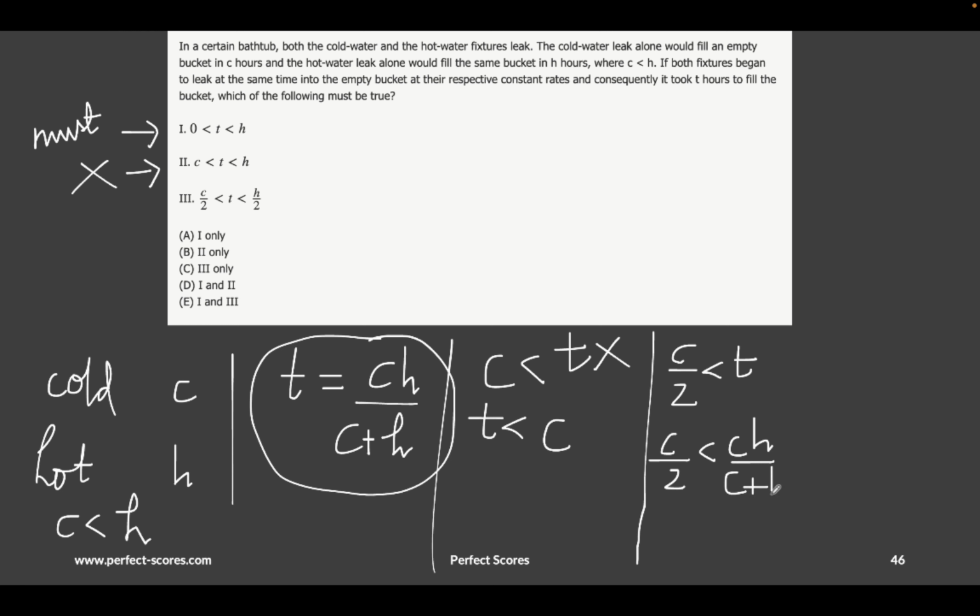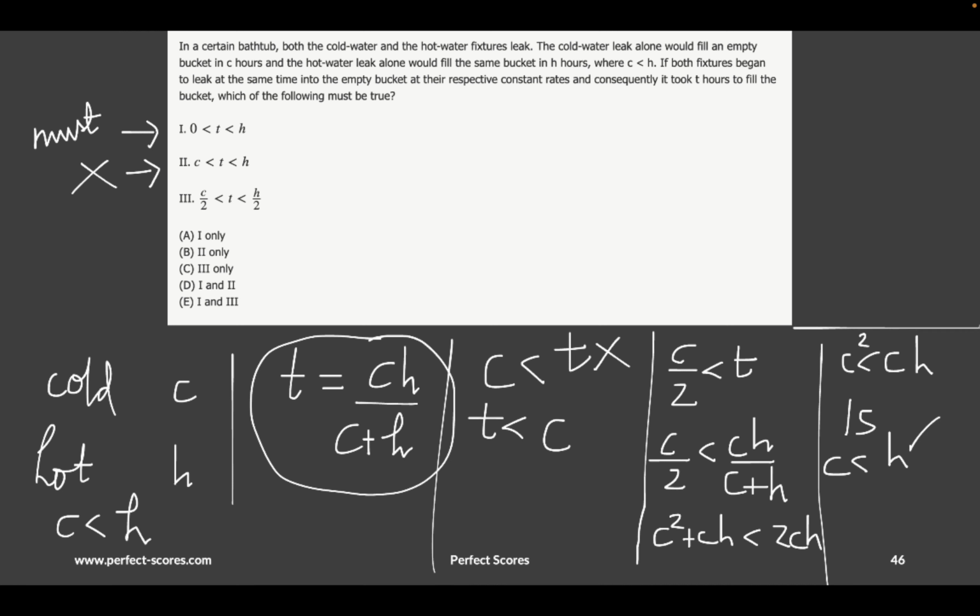So we can just solve this. Is c by 2 less than t, which is ch over c plus h? That would actually be, is c square plus ch less than 2ch? We can solve it again. Is c square less than ch, and since c is positive and greater than 0, is c less than h? Well, that is true. It's given here in the question, so that is possible.